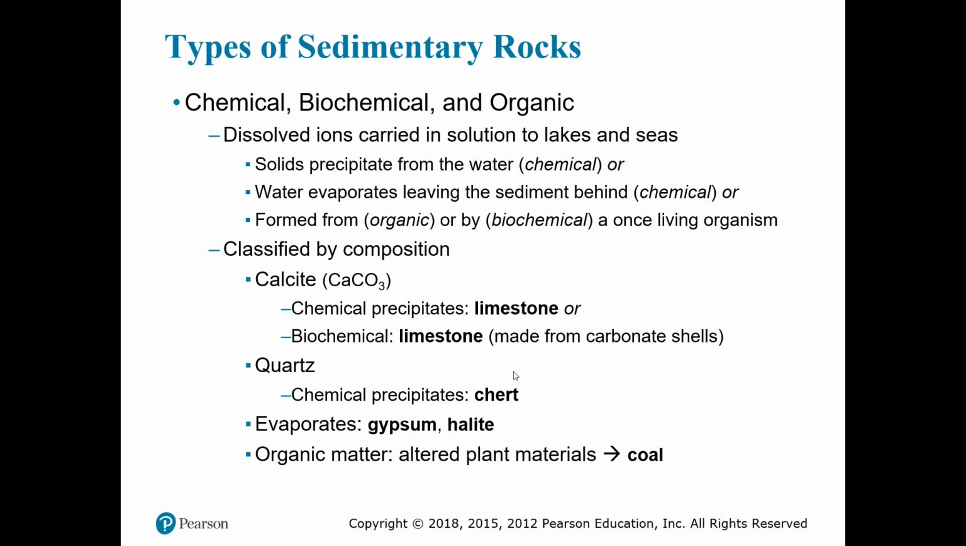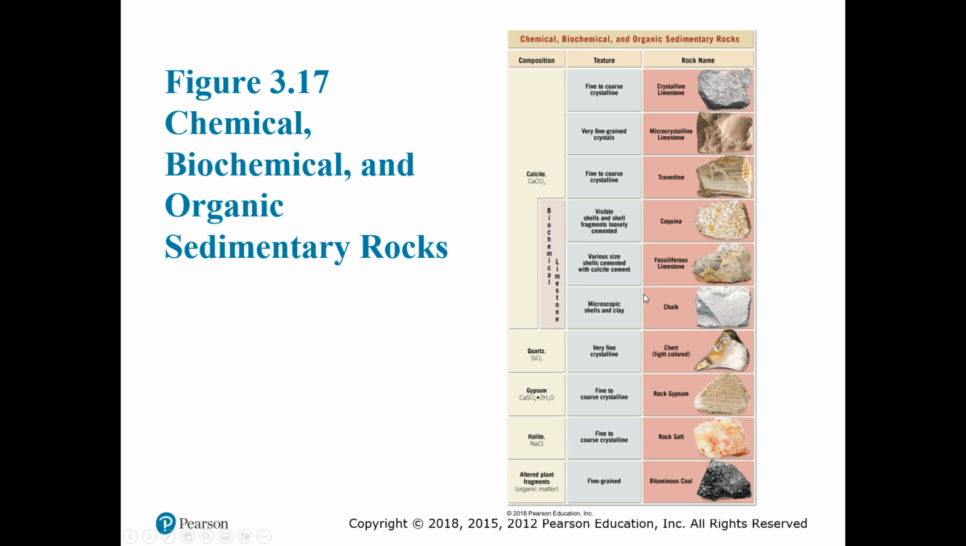And finally, organic matter, altered plant materials that were left and laid down and compressed over time. The example is coal, which actually formed from kind of a swampy environment with a bunch of trees and other plant type material that was compressed into a rock. Figure 3.17 indicates common chemical, biochemical, and organic sedimentary rocks.